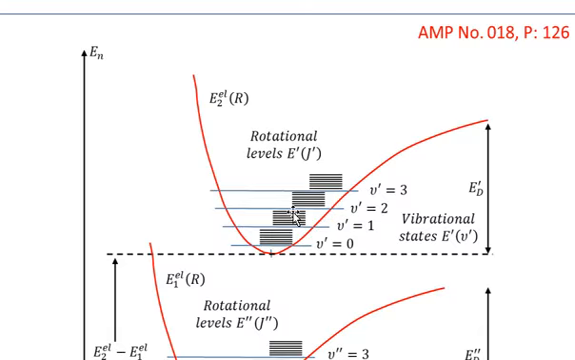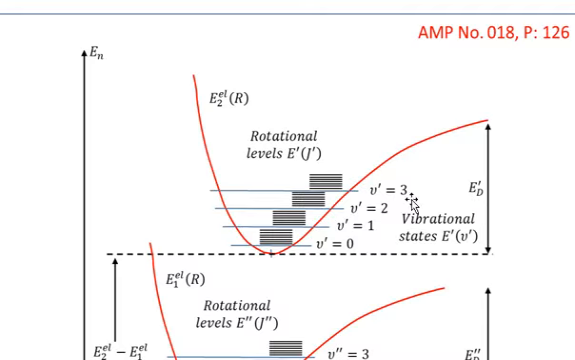So I have specified these rotational levels separately at each vibrational level. Between two vibrational levels, there could be many rotational levels. And you know that this E_D' is actually the dissociation energy: if you provide this much energy to the molecule when it is in the electronic state number 2, the molecule will disintegrate.